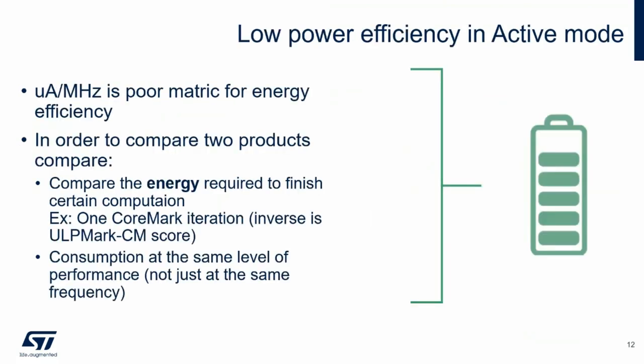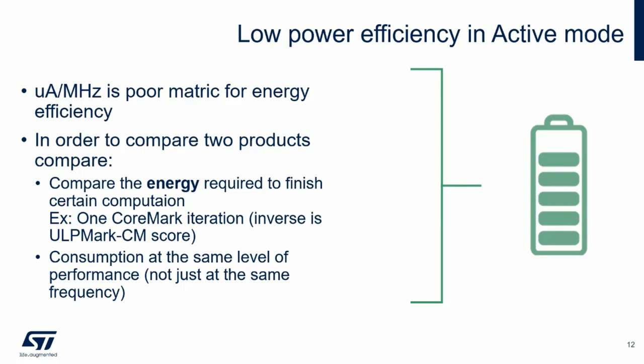So how can we evaluate power efficiency of computation? What's often used for this purpose is microamps per megahertz. In other words, how much current is consumed at a given core frequency. And there are two issues with this. First of all, megahertz is a poor metric for performance because performance depends on many other factors apart from frequency, such as the flash and cache design.